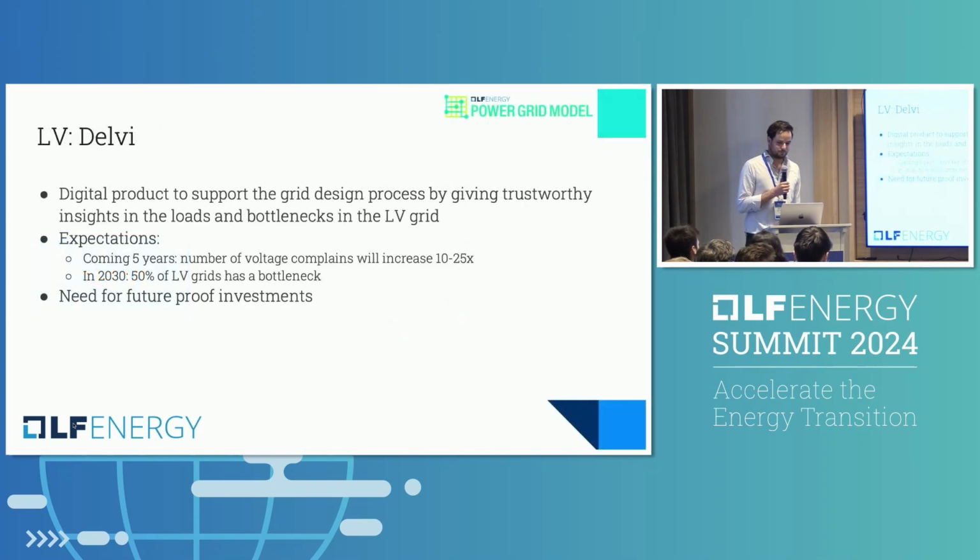So first, Delphi. It's a digital product to support grid design by giving trustworthy insights in the loads and bottlenecks in the LV grid. So it tries to find the bottlenecks and possible solutions. Well, why is it necessary? Well, the expectations are that in the coming 5 years, the number of voltage complaints will increase by 10 to 25 times, not percent, but times in the low voltage grid. And in 2030, 50% of the low voltage grids will have bottlenecks, so congestion.